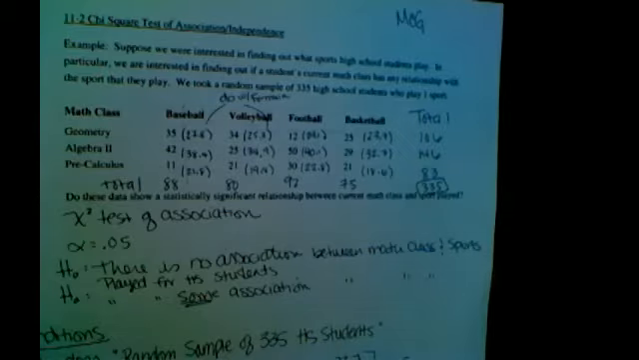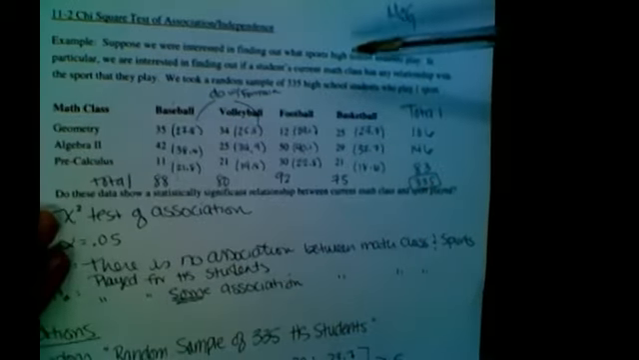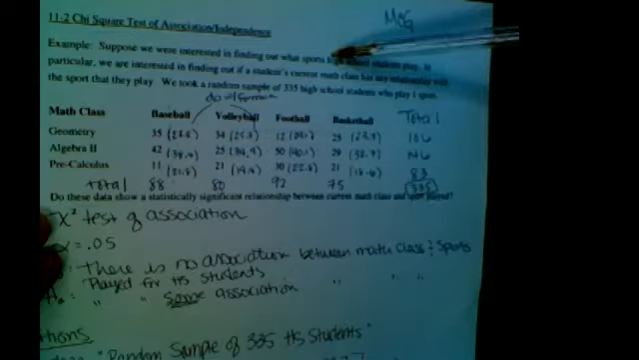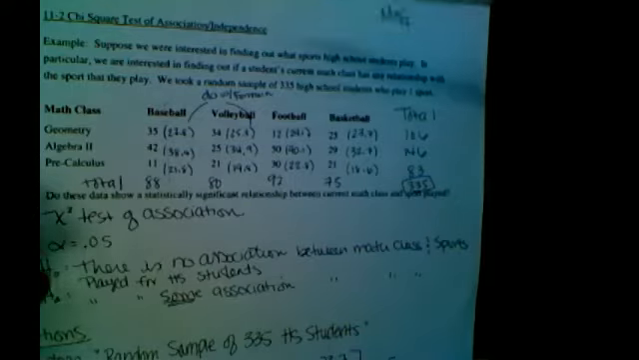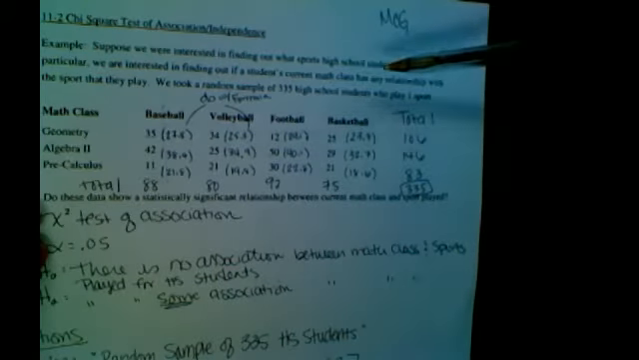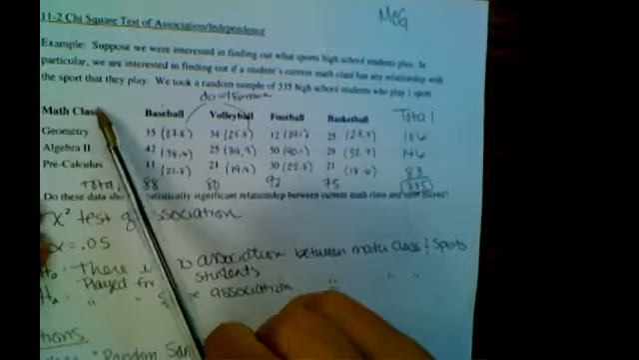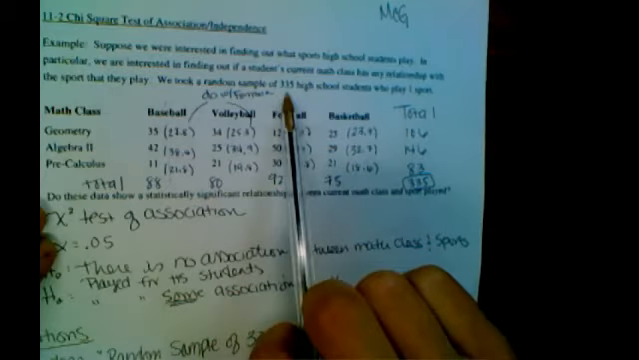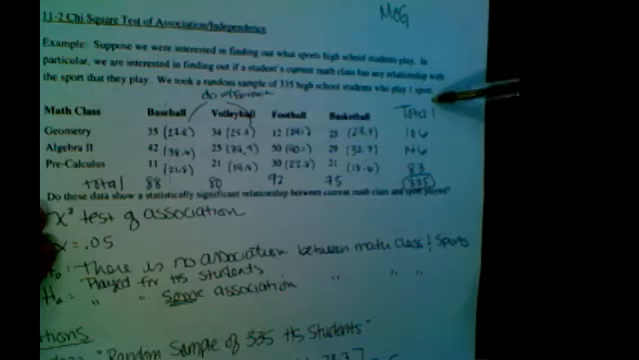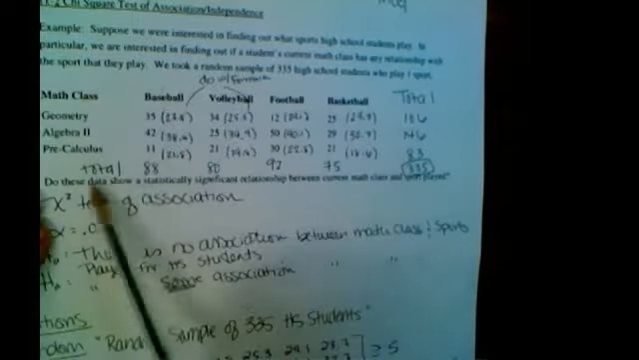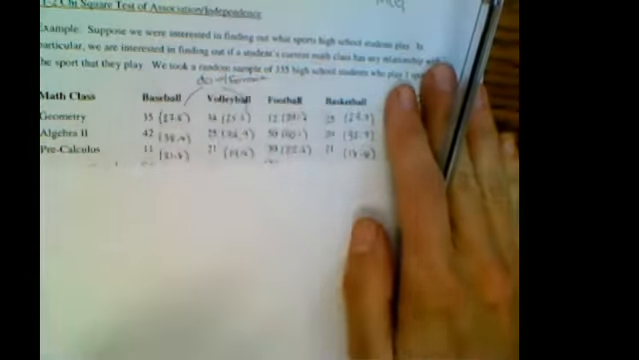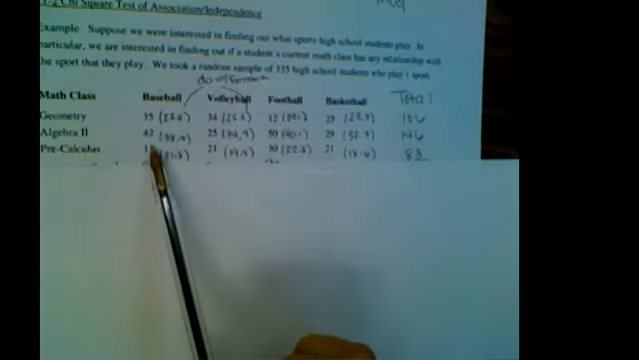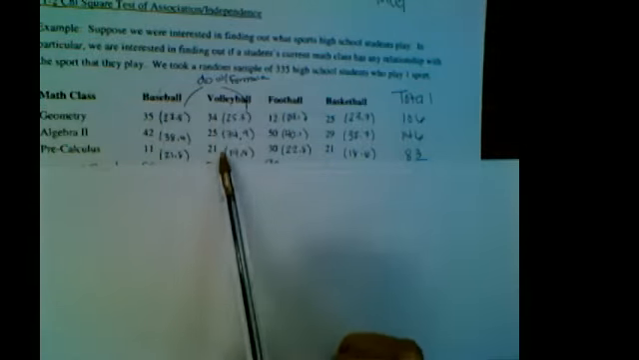So here we go. Example. Suppose we were interested in finding out what sports high school students play. In particular, we're interested in finding out if a student's current math class has any relationship with the sport that they play. We took a random sample of 335 high school students who play one sport. So they gave us a table. The table originally looked like this, and it didn't have any of these values in here. So you guys are probably just seeing 35, 42, and 11 on your paper, 34, 25, 21 on your paper.